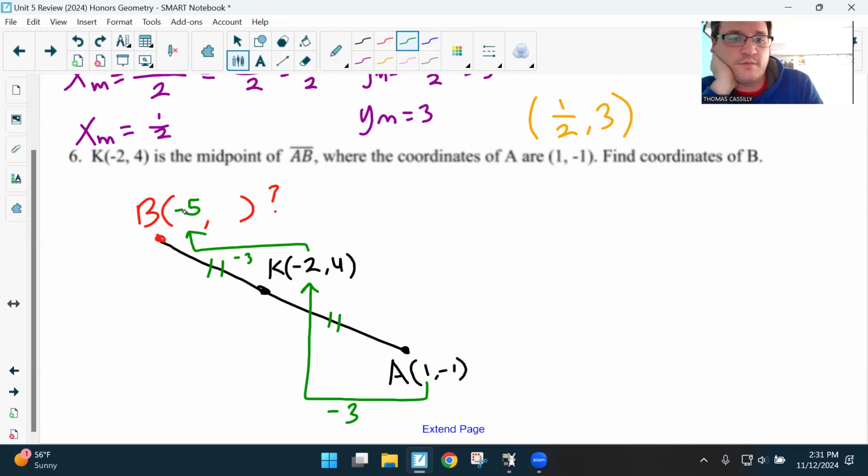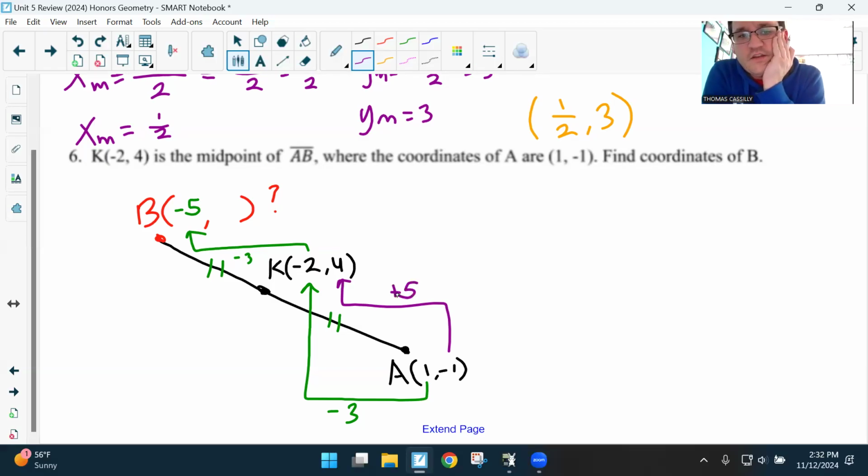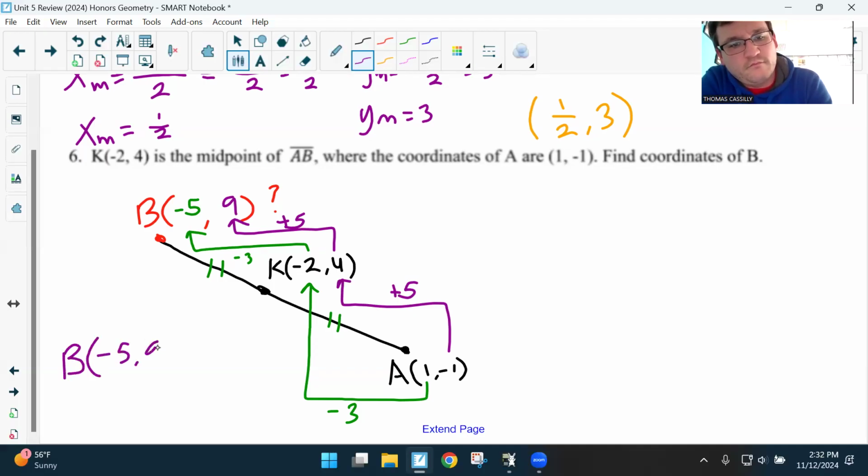Let's see here. On the next one, I have a -1 and I'm trying to get to a 4. So it looks like I'm going up. I'm adding a 5. -1 plus 5 gives us 4. So let's do it again. 4 plus 5 gives us a 9. So that other endpoint, point B, is just at -5, 9. That's not a decimal. There we go. If you want to think about it visually or conceptually, that's how we would do it.